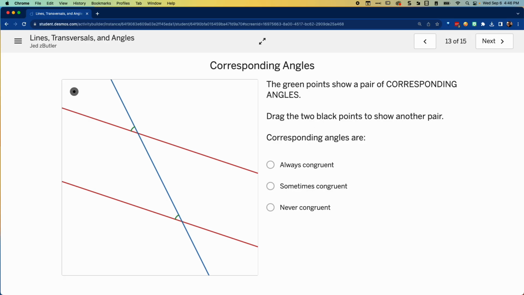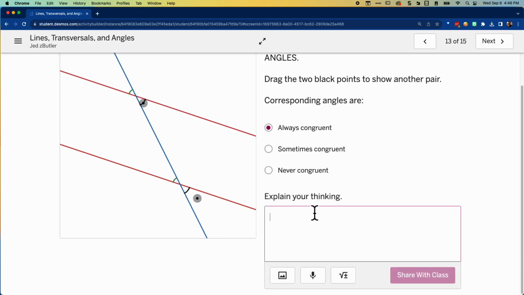Corresponding angles. I see two angles that look like they're in the same position and the same measure. I've got one in the top left, one in the top left. If I wanted to do one in the bottom left, I could do another one in the bottom left. Or one in the bottom right and one in the bottom right. When I say bottom left or bottom right, I'm looking at each of these intersections, like top left, top right, bottom left. So corresponding means they have the same location at each of their intersections. Those look always congruent because they are copies of each other.